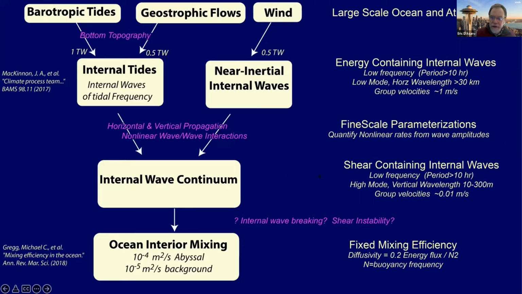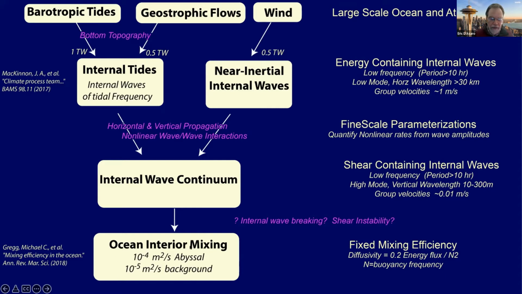The internal wave continuum, and particularly the high wave number end of it, is what contains the shear, low frequency, high mode. These waves have very small group velocities. They don't go anywhere, but they're feeding their energy from the larger waves. And that's what moves the energy to mixing. How does it get from here to here? We don't know. Well, I'll get to that in a little bit.